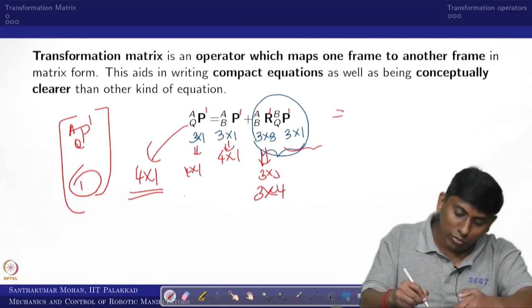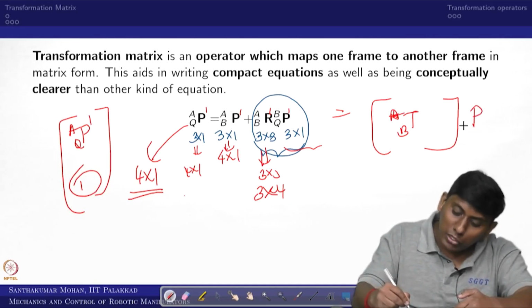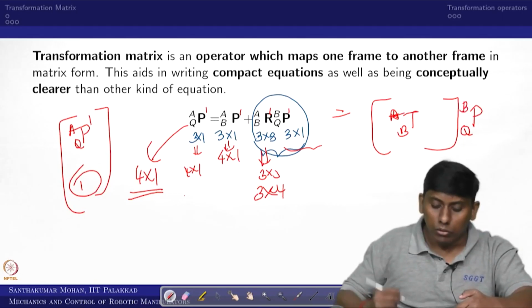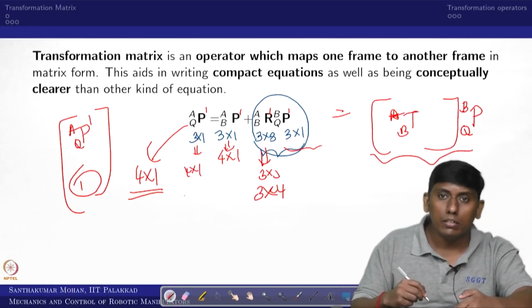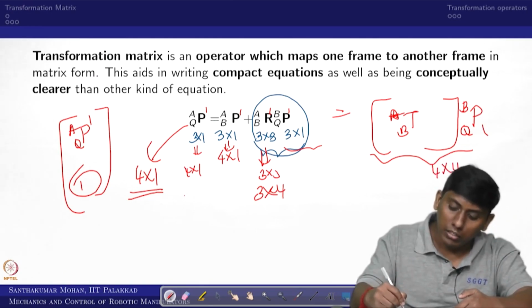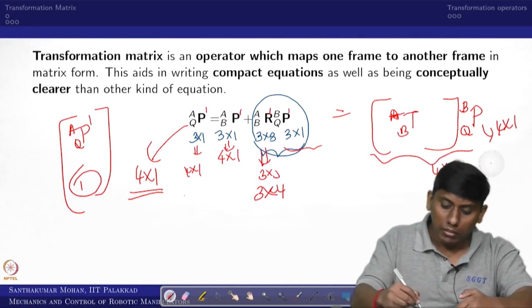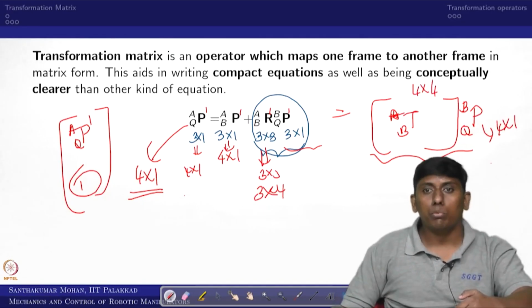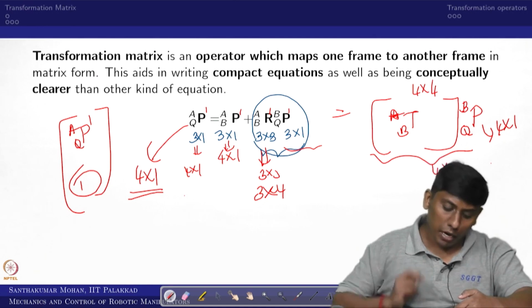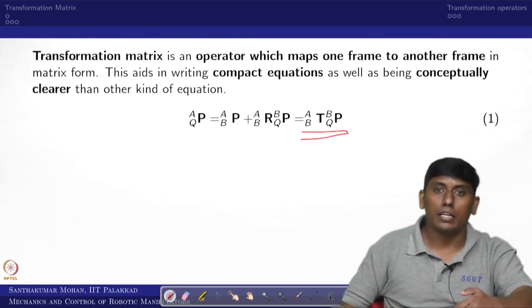Instead, can I make it a single matrix, which is the transformation matrix of B with respect to A? This would be multiplied with the outside information, which is the position vector of Q with respect to B. So now this dimension should not be 3 cross 3, it should be one dimension extra, 4 cross 4, and this would be 4 cross 1. This is what we are interested in, and this is what I am trying to write.